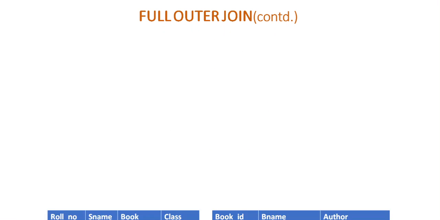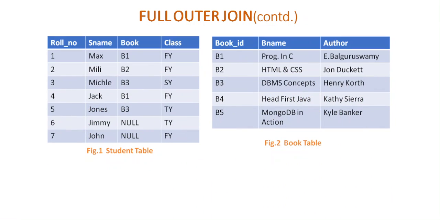One example: the student table is here and the book table is here. The student table consists of roll number, name, books issued by the student and class of the student. The book table consists of book ID, book name and author. See here in the student table, students number 6 and 7 have not issued any book, that's why null is written.